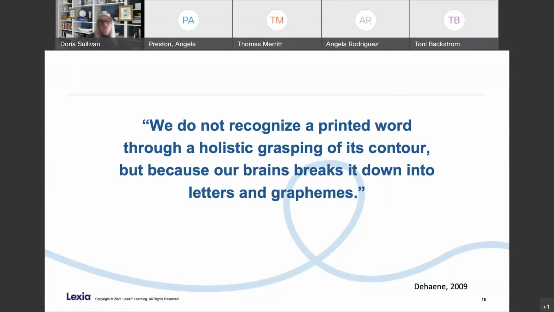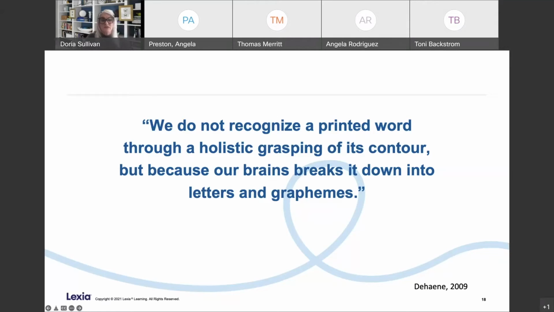So, another quote for you to just read and think about, and then I'm going to ask you a question. We do not recognize a printed word through holistic grasping of its contour, its shape, but because our brain breaks it down into letters and graphemes, letter or letters that spell a sound. So what common practice in our classroom speaks to this quote? We do not recognize printed words through their contour or shape. Our brains are actually processing those letters and letter sounds.